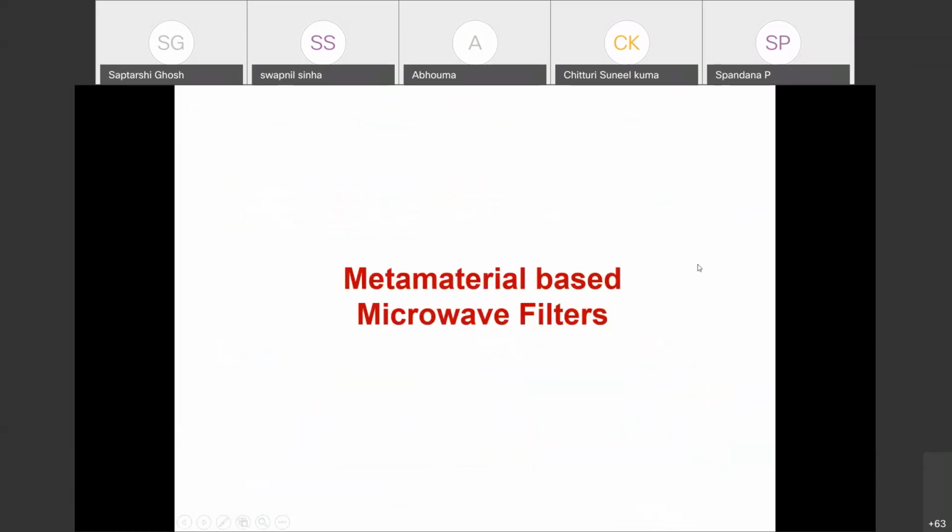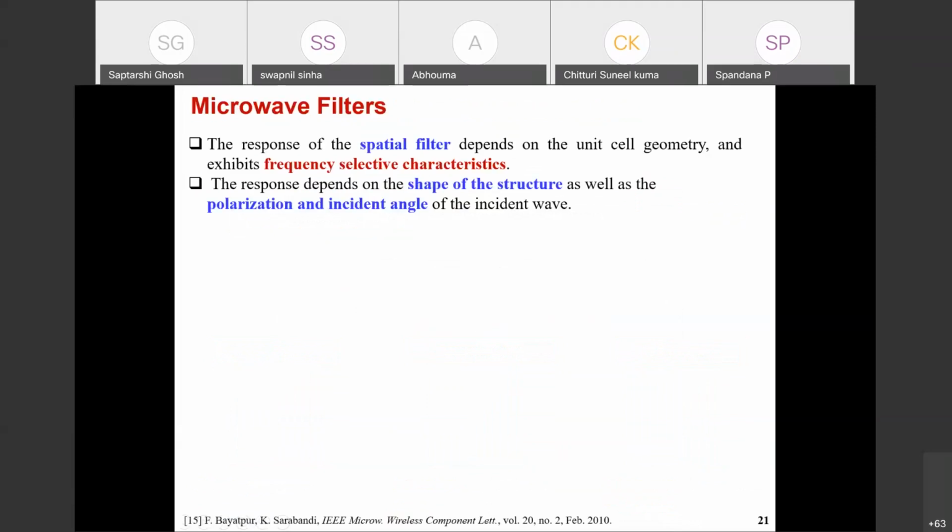Then we come to the other concept, the metamaterial application in micro devices. One is the micro filters we can consider. What do you mean by the filter? These micro filters, particularly based on the metamaterial, are slightly different from the normal conventional filter. These filters are known as the special filter. Why special filter? Because their frequency response depends not only on the geometry shape but also on the polarization as well as incident angle.